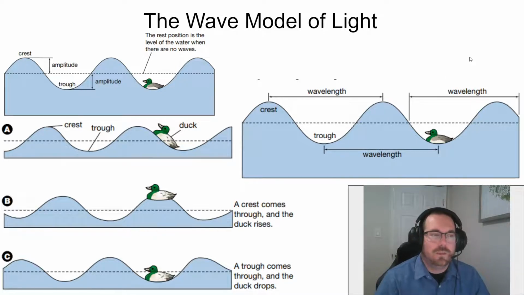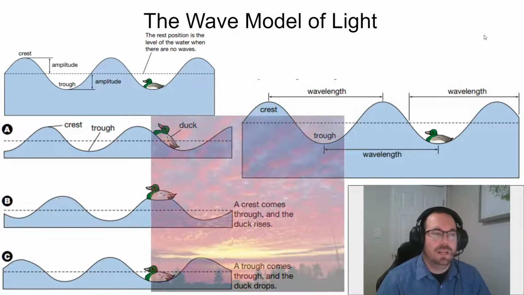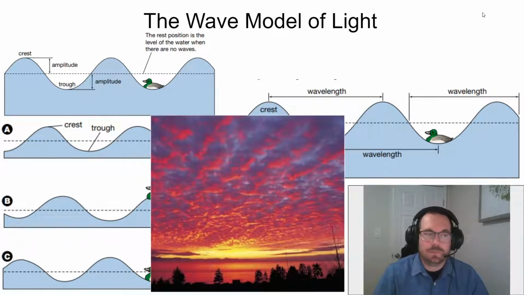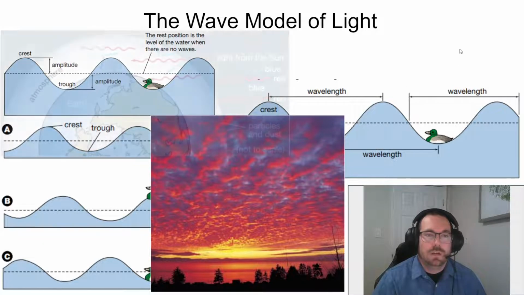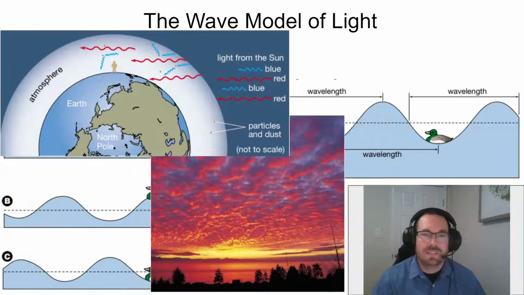One of the ways that we can understand a little bit more about light waves, and one of the ways in which we see it in a remarkable way, is in sunsets. We can explain sunsets, like the one that we see here, using the wave model of light. As light waves from the sun travel through Earth's atmosphere, they strike particles of different sizes, including dust and grit.